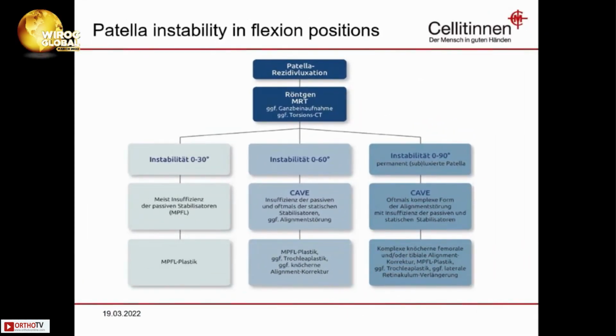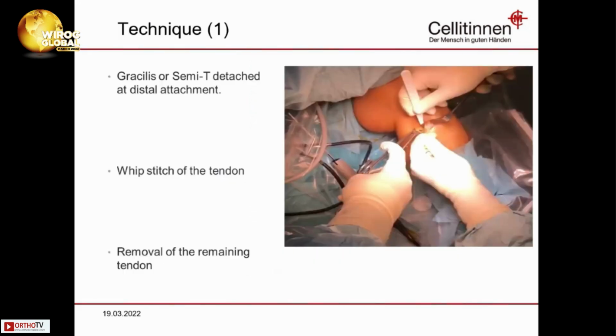What we actually use as a guide is this table, described by the committee of the AGA, the German Arthroscopic Society, in 2015. It has to do with the instability of the patella at different degrees of flexion, 30, 60, and 90 degrees. It depends on those degrees which technique we actually have to apply.